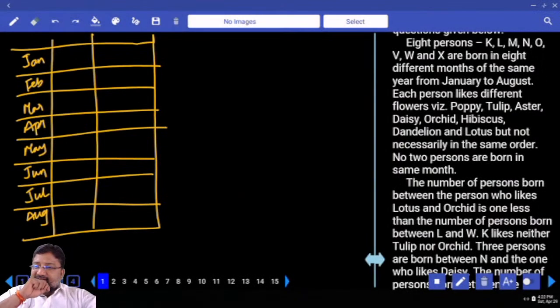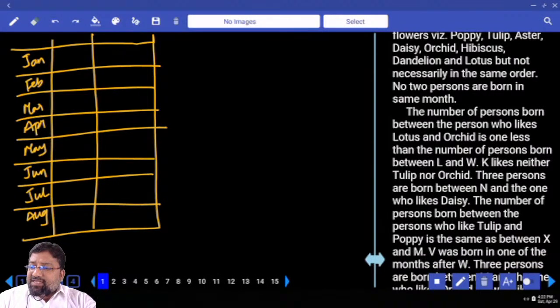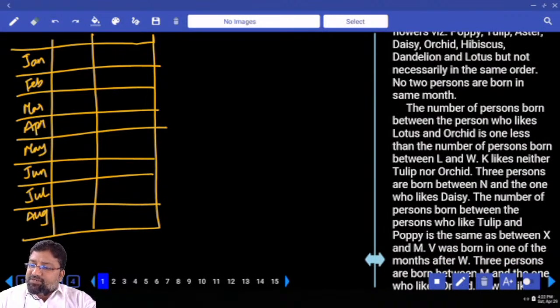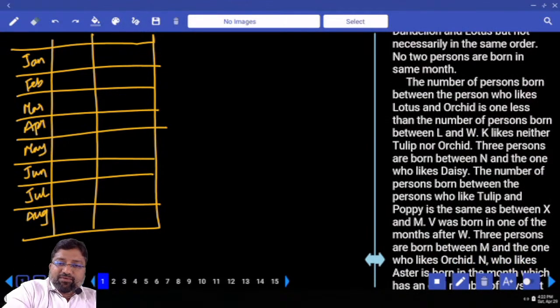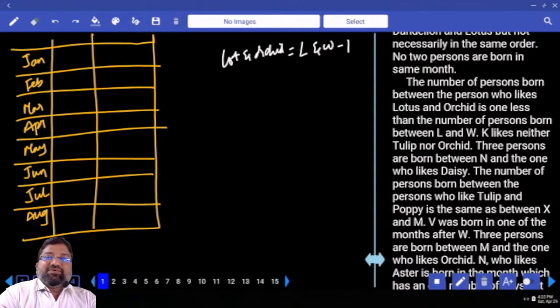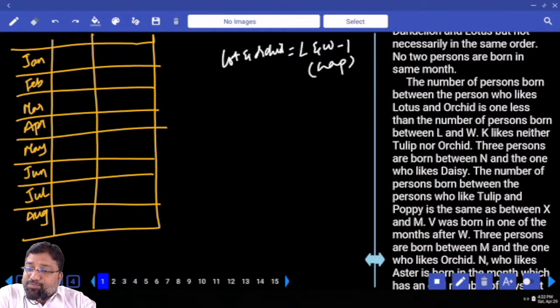Person and their favorite flowers. The number of persons born between the person who likes lotus and orchid is 1 less than the number of persons born between L and W. Lotus and orchid is equal to L and W minus 1. What are we talking about? We are talking about the gap. The number of persons born between lotus and orchid is 1 less than between L and W, so L and W minus 1. Next, K neither likes tulip nor orchid.